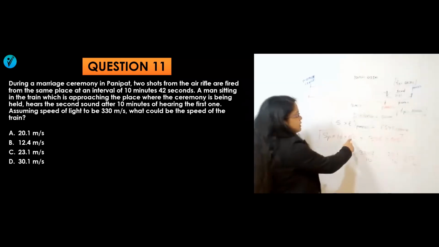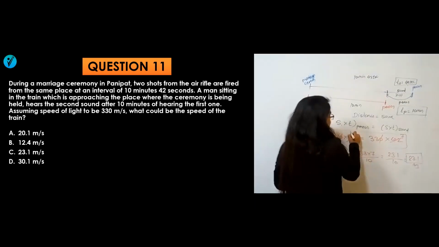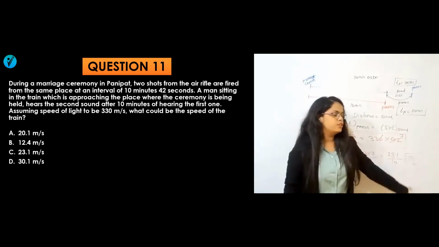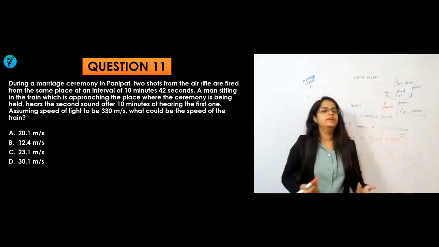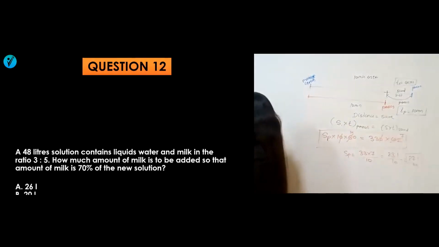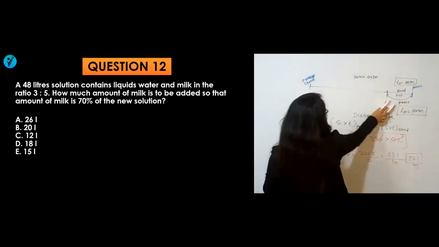Okay, what we have done here, 6 1s are, 6 7s are, right? So this was the 10 and this was the 7. So your answer will be equal to 23.1. That is option number C will be your answer. Now let's go for the next question. Question number 12 here.